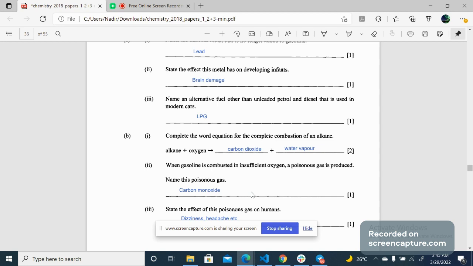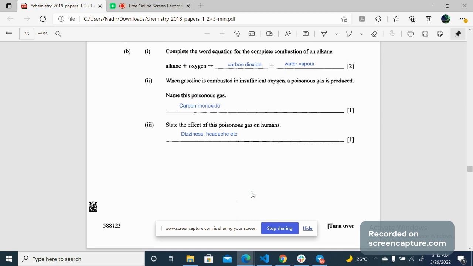Okay, so because there is a deficiency of oxygen, rather than CO2, we get only CO. Not two atoms of oxygen with each atom of carbon. We only get one atom of oxygen with each atom of carbon because there is not that much oxygen available in the particular area in which the gasoline is getting combusted, and this carbon monoxide that is produced there is poisonous.